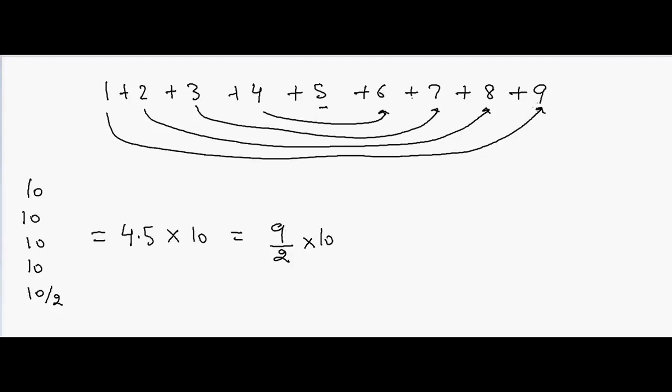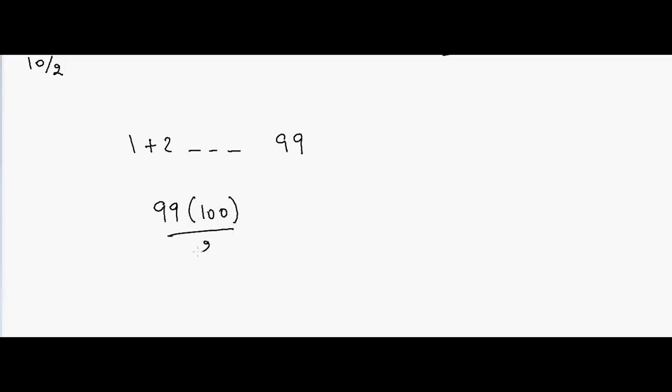So what's the 9 here? The 9 here is the last digit. Suppose I have to add 1 plus 2 until x, we can write this as x into x plus 1, divided by 2. So we can use this formula for any kind of sequence. Now if we have to add 1 plus 2 until 99, the answer will be equal to 99 into 100 divided by 2.